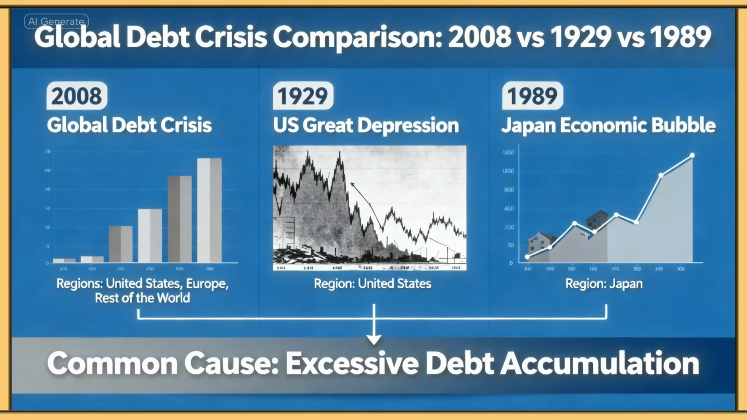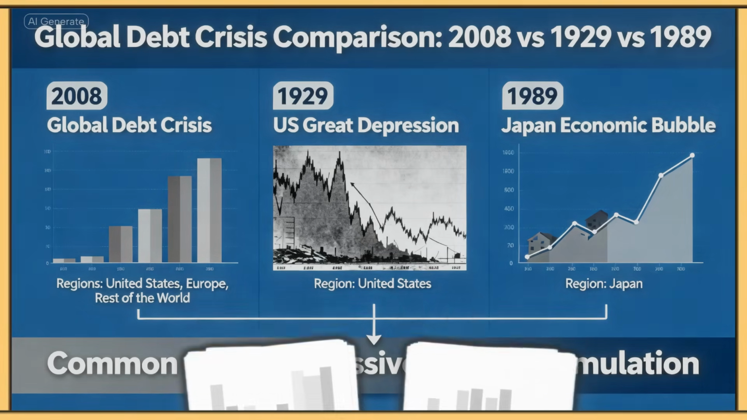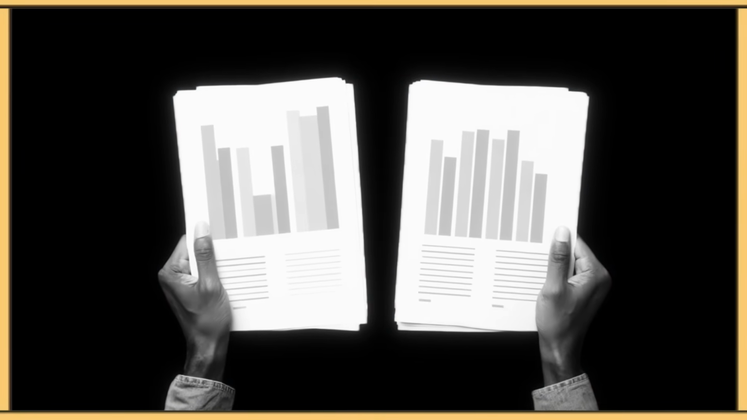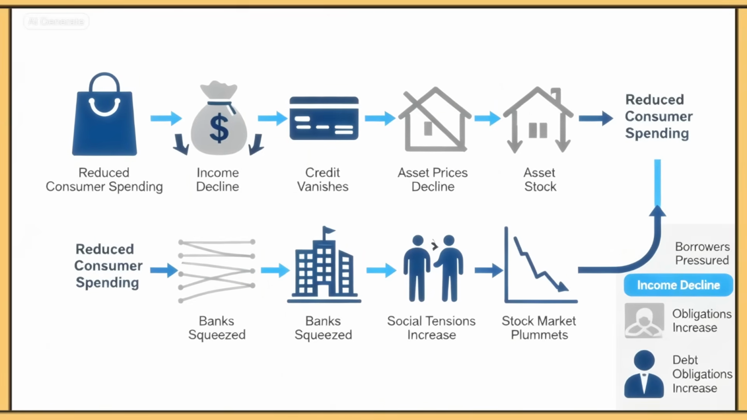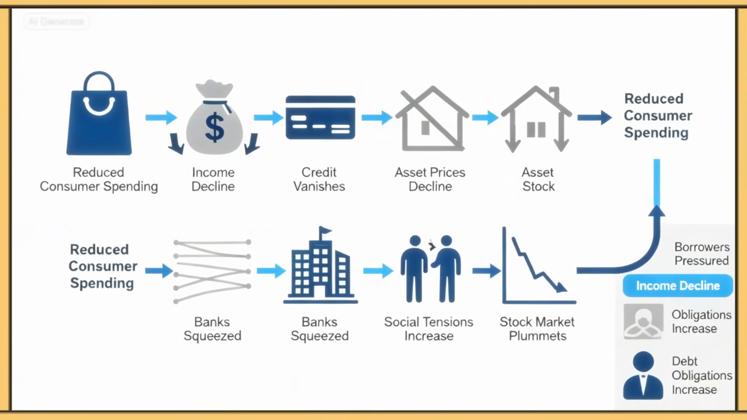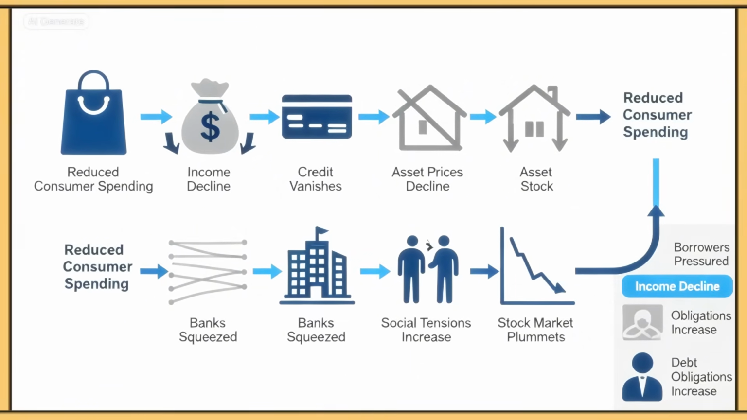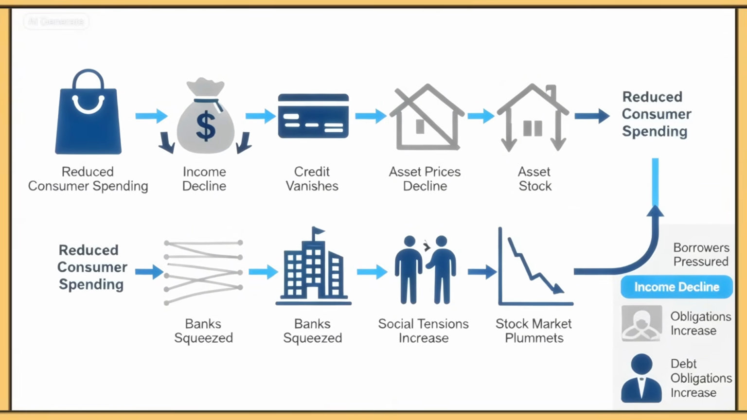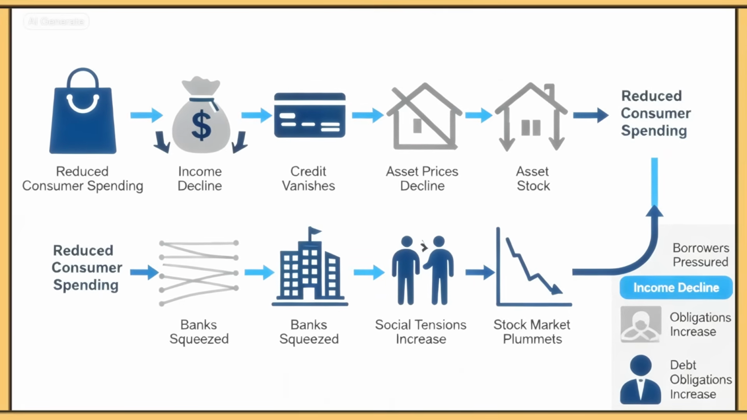The United States, Europe, and a large portion of the rest of the world are just too heavily indebted. This took place in 2008. It occurred for the same reason as it did in 1929 in the United States and 1989 in Japan. The economy is now starting to deleverage. When people reduce their spending, their incomes decline and their credit vanishes. Prices for assets decline. Banks are squeezed. Social tensions increase. The stock market plummets, and the whole thing begins to feed back on itself.